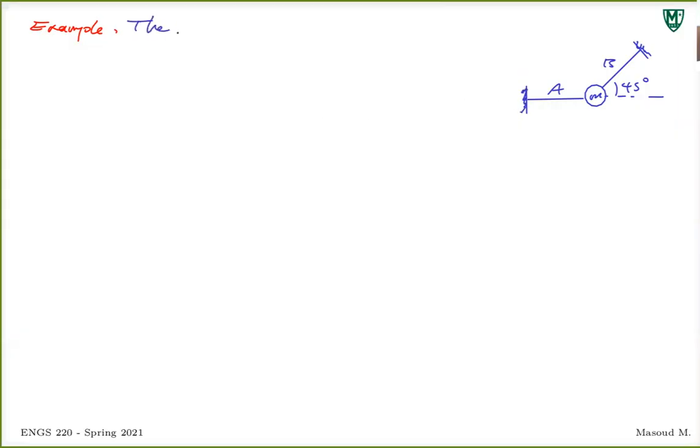Now the problem statement says the suspended 2 kilogram mass is stationary, meaning that it's just standing there because of two cables. One is holding it this way, the other one is pulling it this way. It's in static equilibrium.